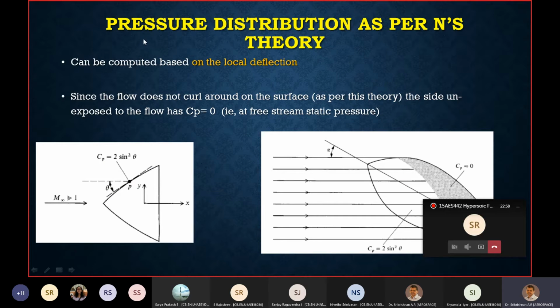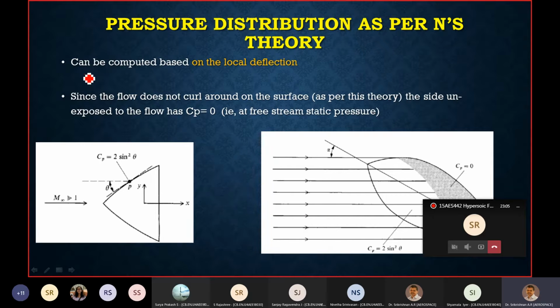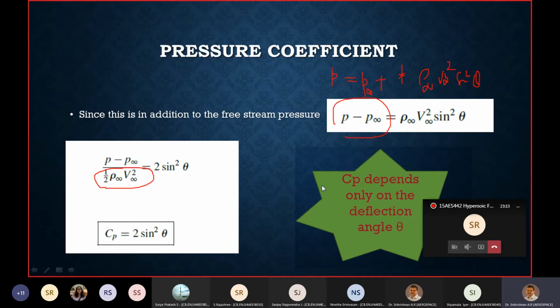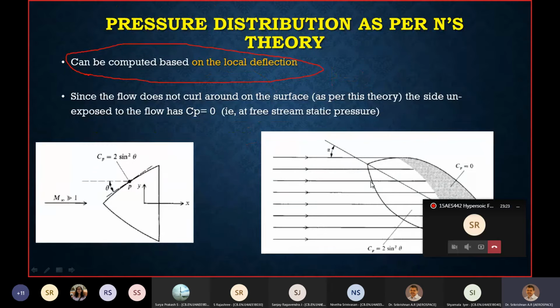Now, this says that as per Newton's theory, the pressure distribution can be calculated just based on the local deflection. Now, what is local deflection? The angle theta. That is how much the flow is inclined with respect to the flat surface. Though the derivation is explained only for a flat surface, it can be applied in a similar way for pointed bodies with a little bit of curvature also.